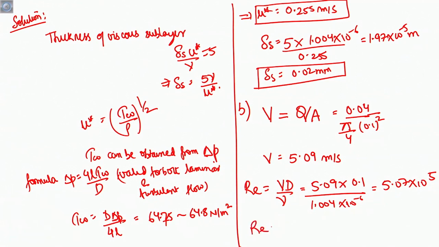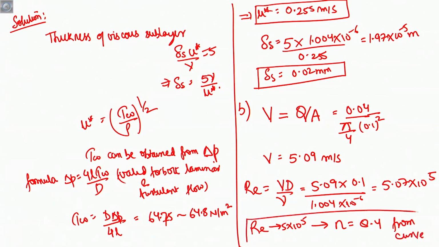Reynolds number of this 5 into 10 to the power 5 corresponds to the value of n is equal to 8.4 from the curve. All right, this is important to note down. So we look at Reynolds number and we look at the curve.